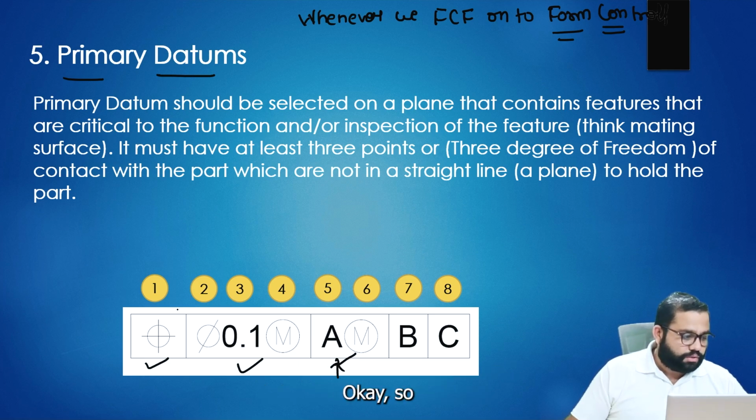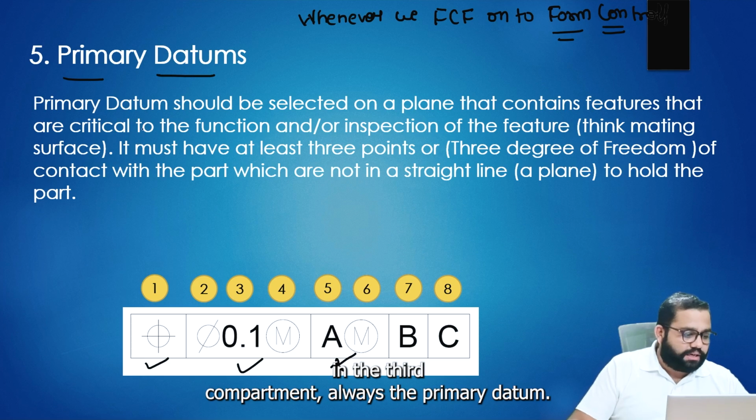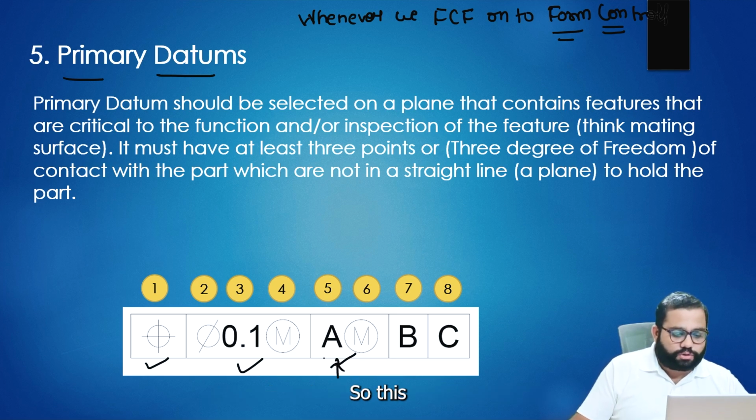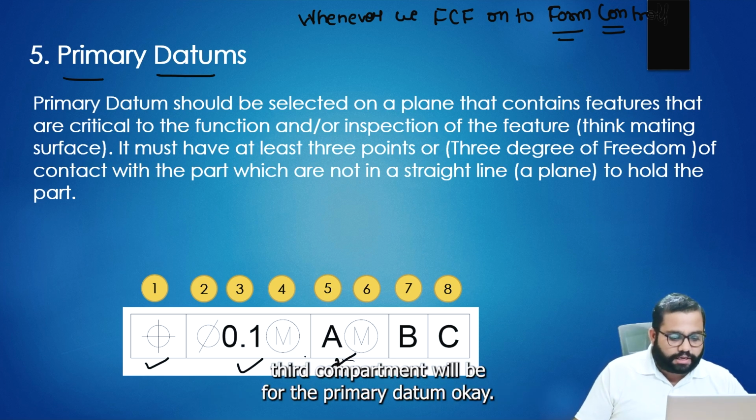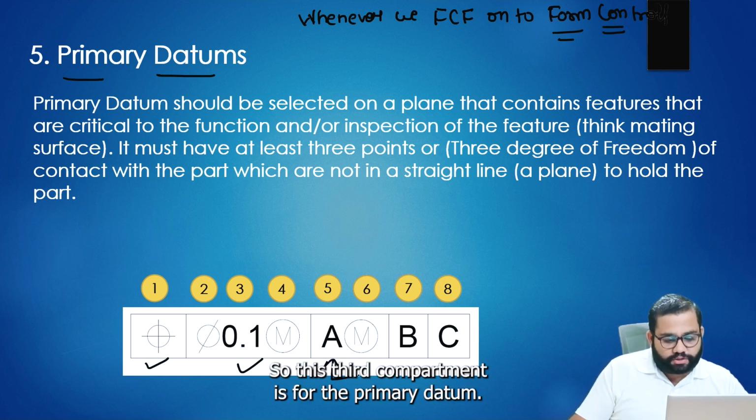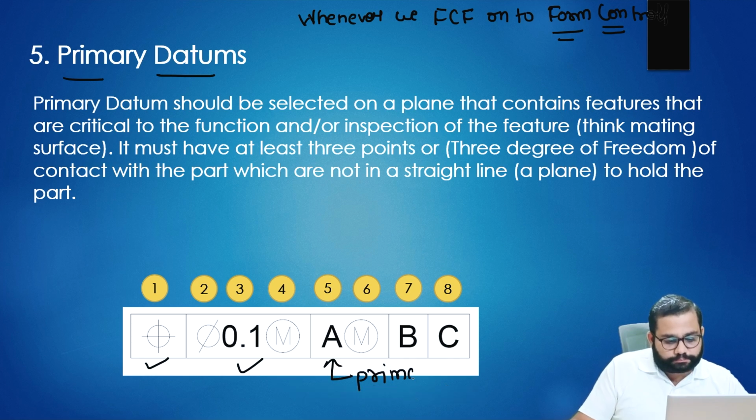In the third compartment, always the primary datum. So this third compartment will be for the primary datum.